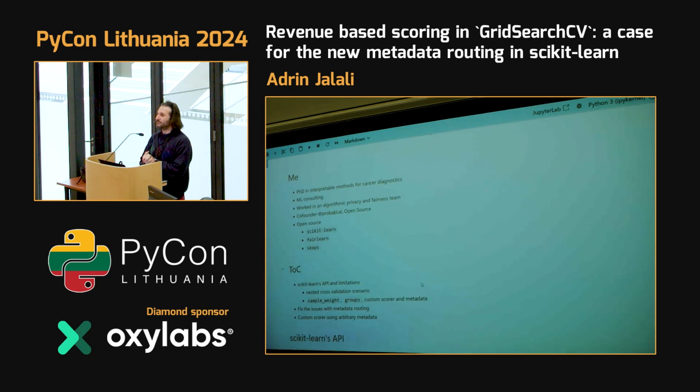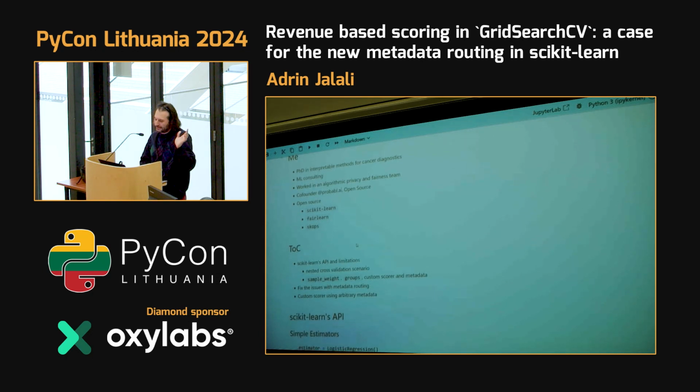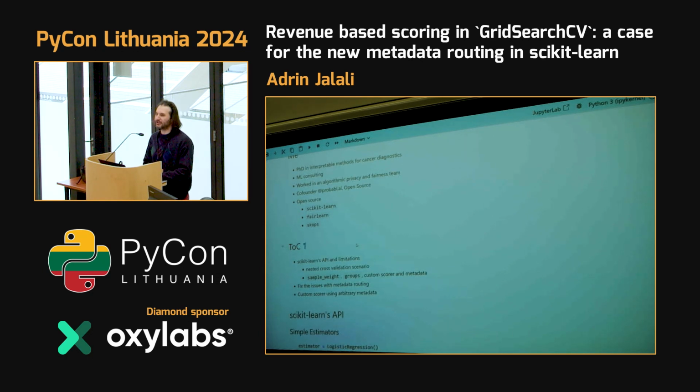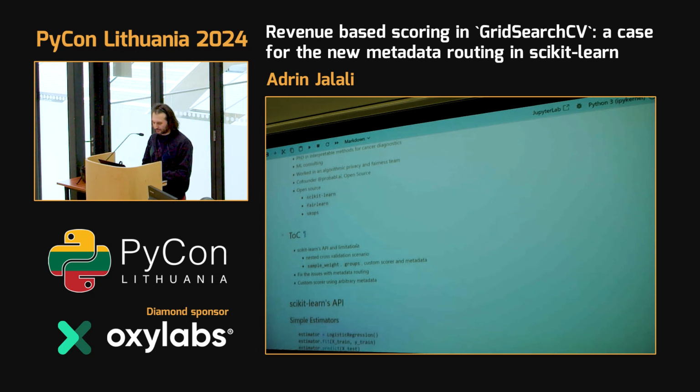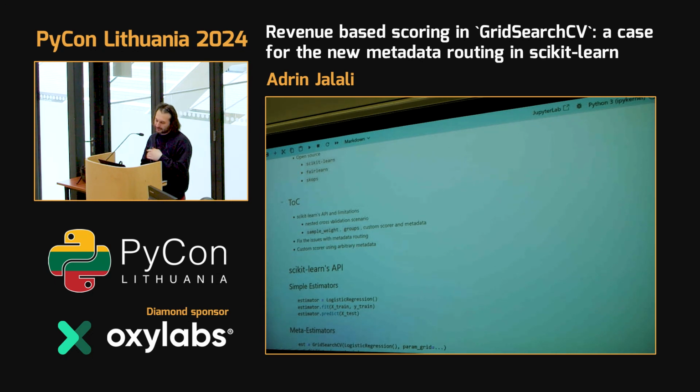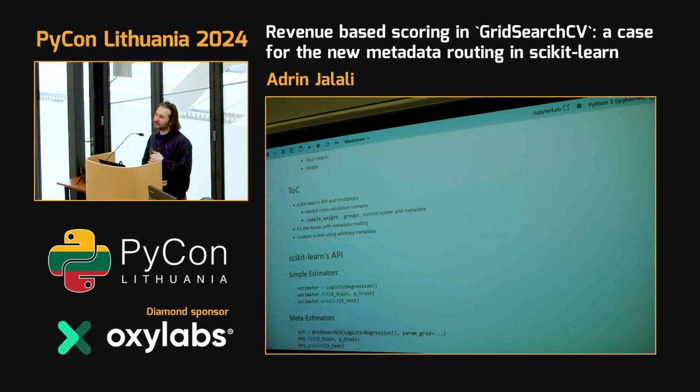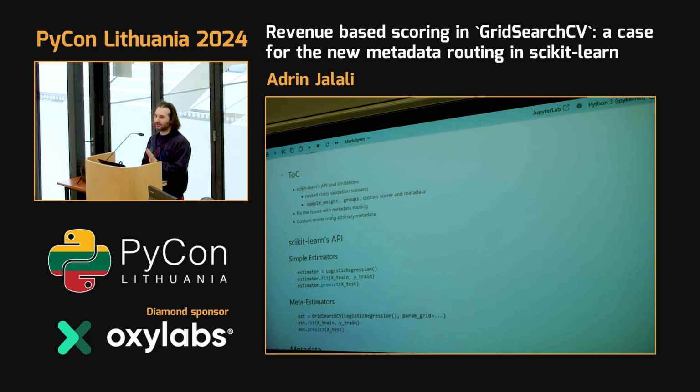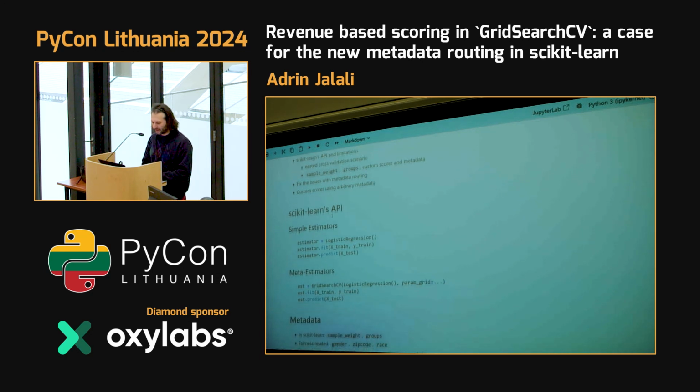A bit about me. My past academic life was machine learning in cancer diagnostics. Then I ended up doing nothing related to bioinformatics and did some machine learning consulting. Then did some algorithmic fairness, privacy, and somehow ended up in open source. These days I do scikit-learn, fairlearn, skops, things around scikit-learn. As I said, today we're going to talk about some scikit-learn API's limitations, and then we're going to talk about how things have been fixed in the modern versions.